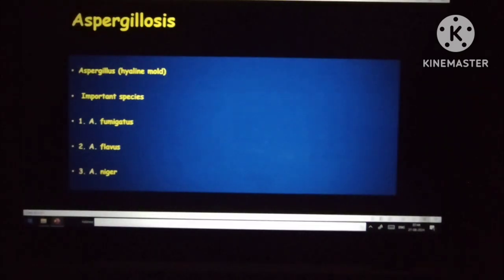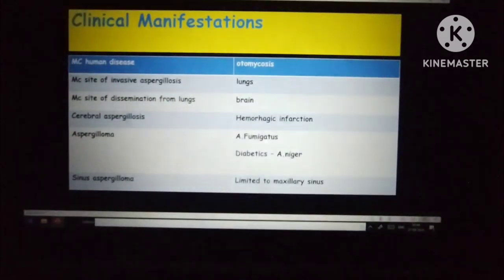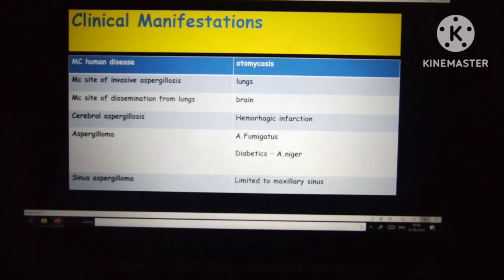So next, coming to Aspergillosis. Here we'll be dealing with three species: Fumigatus, Flavus and Niger, okay? So the most common human disease caused by Aspergillus is otomycosis. If it is an invasive form, it is in the lungs. If it is disseminated from the lungs, the site is the brain.